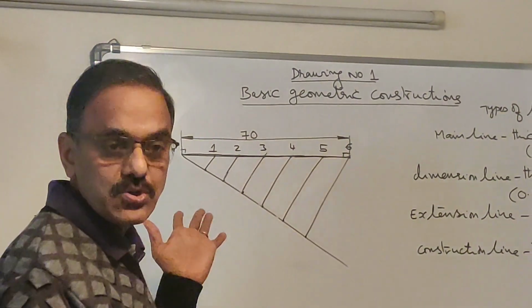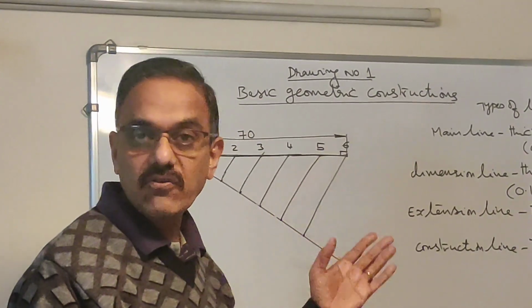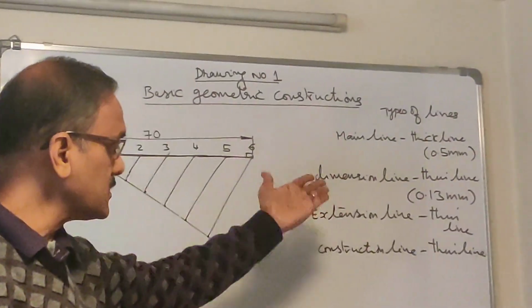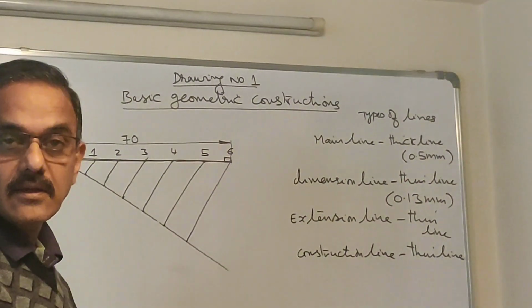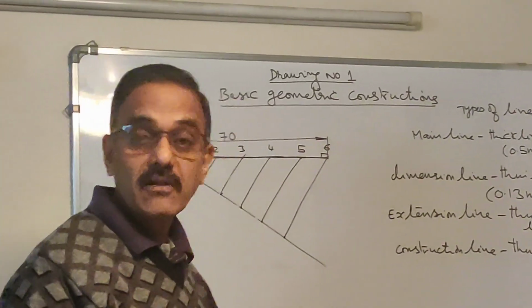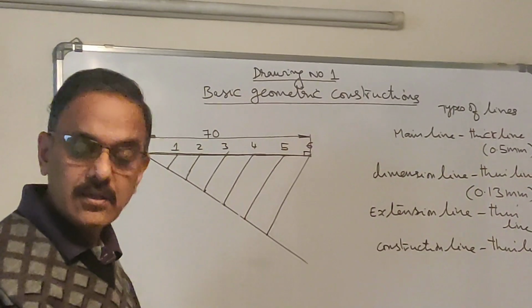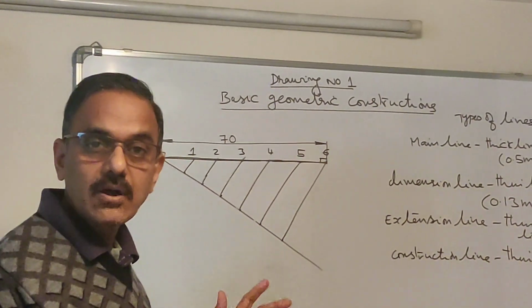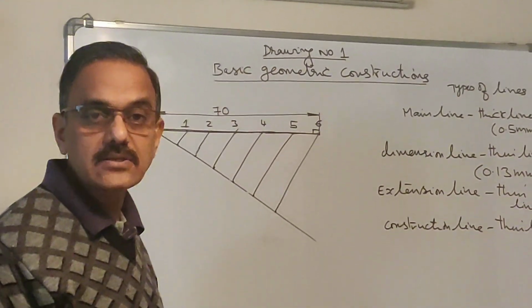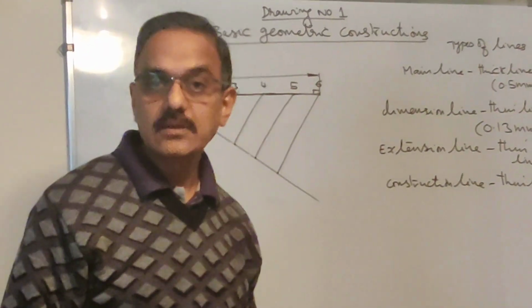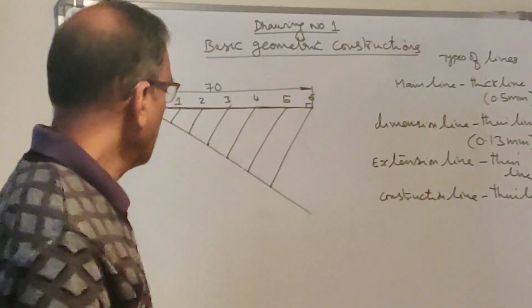Of course, you can easily show the difference in the thickness when you use a software because you are varying the thickness, 0.5 and 0.13. That difference can be easily reflected when you use a software. But what is important is how you show the difference in thickness when you do it manually. Okay.